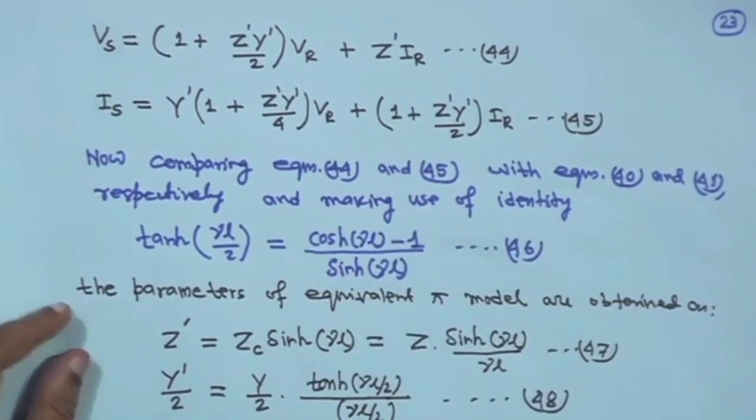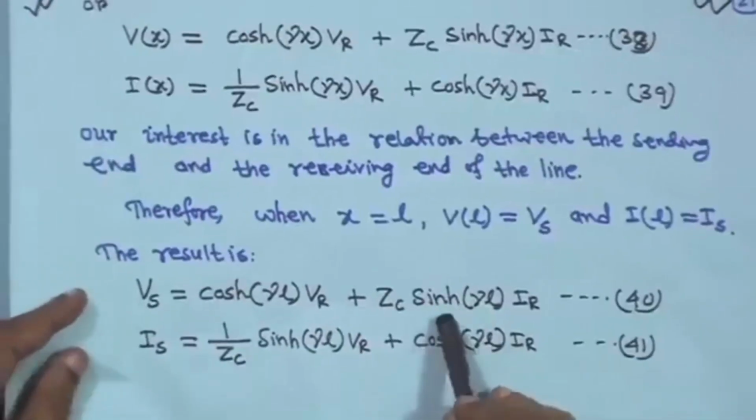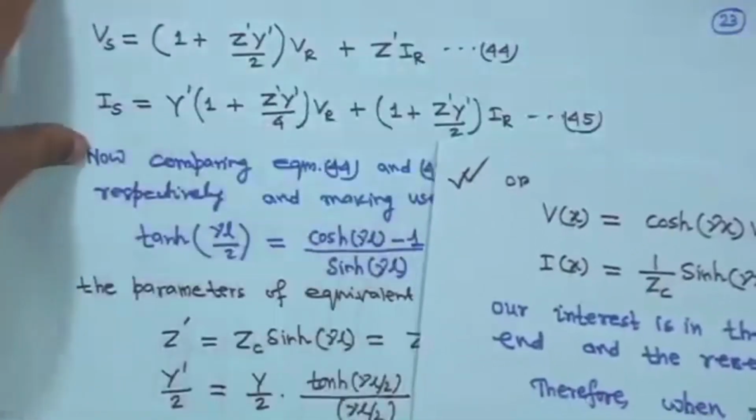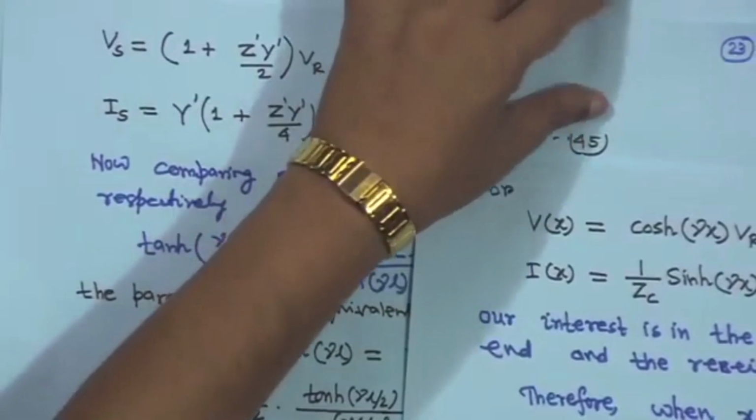So, this is the ABCD parameter, right, ABCD parameter, and you know that B is equal to your Z, right.